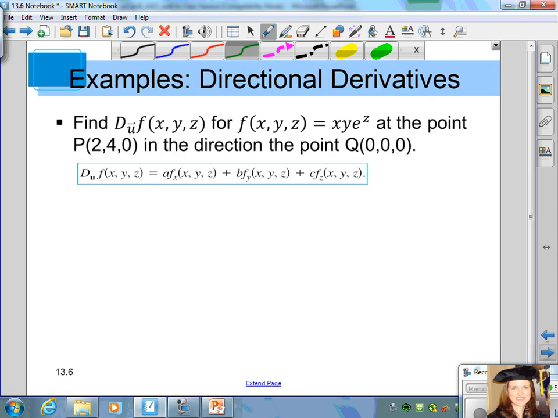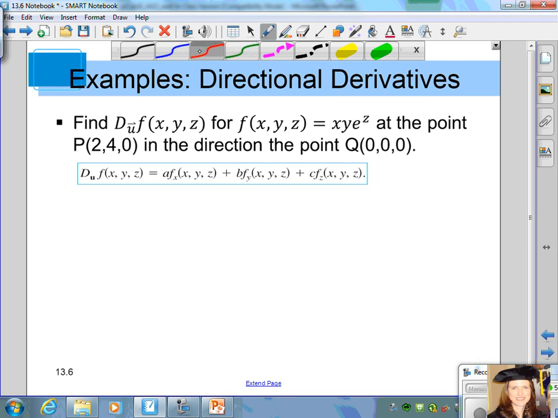Okay, for this example, we want to find the directional derivative of this function of three variables, which equals x y e to the z, at the point (2, 4, 0), in the direction of the point Q, which is (0, 0, 0). So in order to find the components of a, b, and c, we need to find a unit vector that is pointing in the same direction.